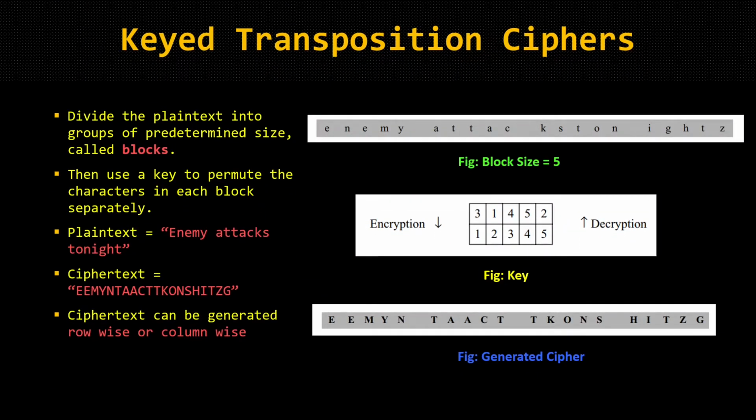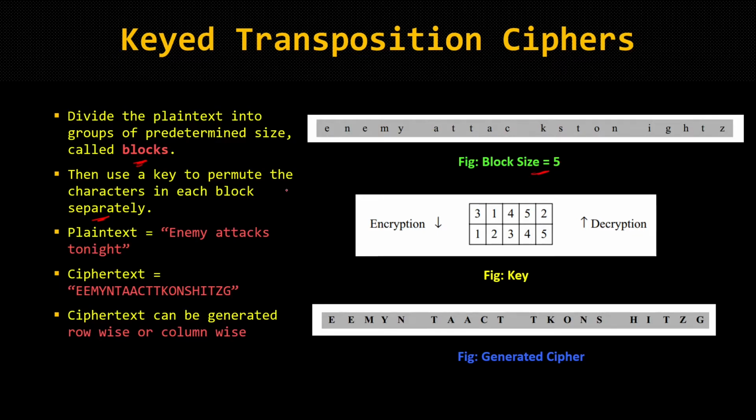Now moving on to the keyed transposition ciphers, what is happening in this keyed transposition cipher? We divide the plain text into groups of predetermined size called blocks. Then we use a key to permute the characters in each block separately. Here we have a plain text, which is "enemy attacks tonight". Now we will take a block size. Let us take a block size of 5.